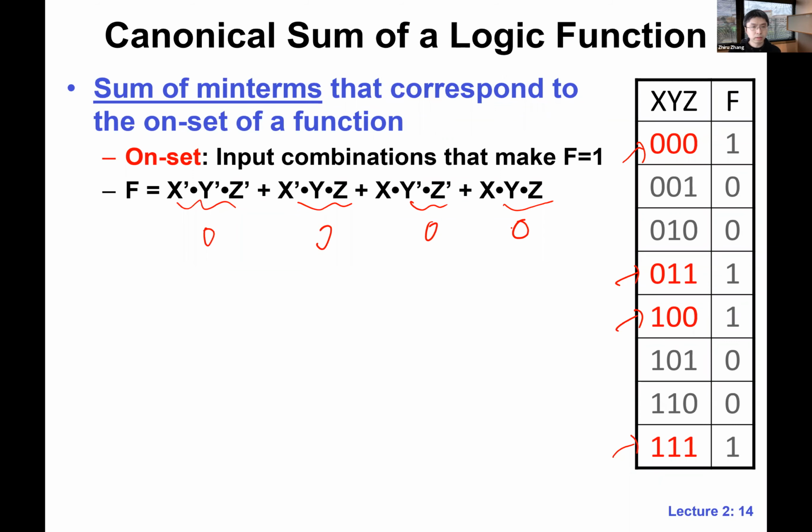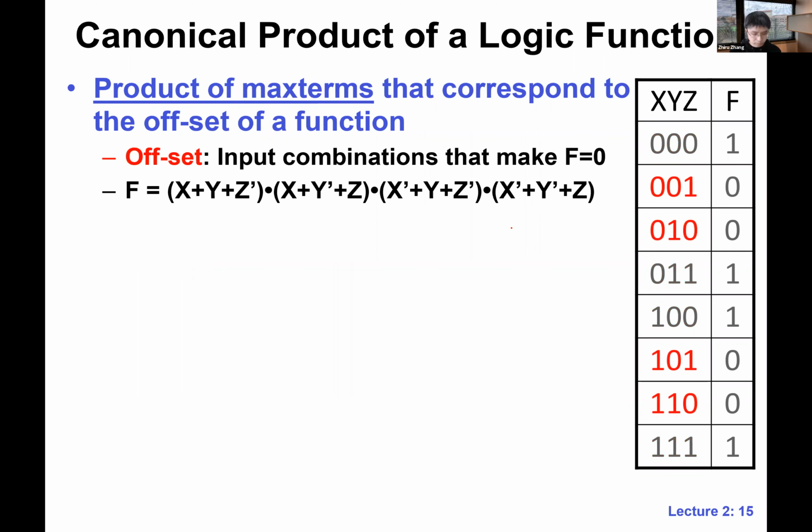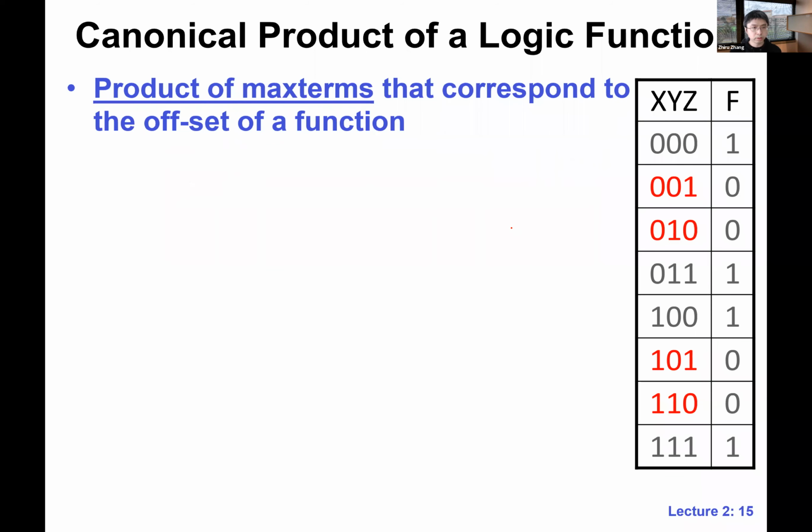All right, so this is the canonical sum, and let's look at the. Oops, somehow my pointer is small. Okay.